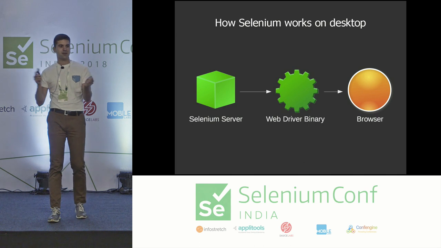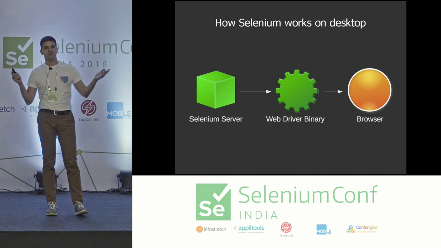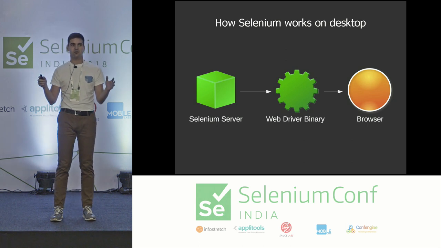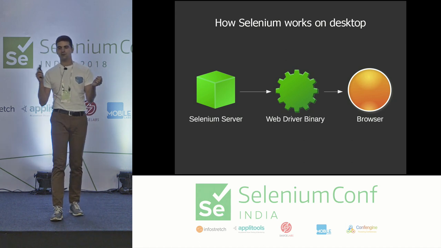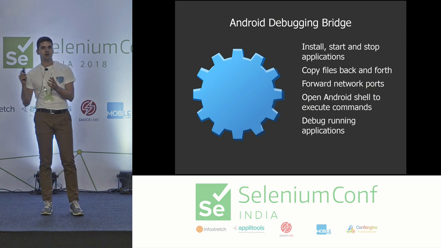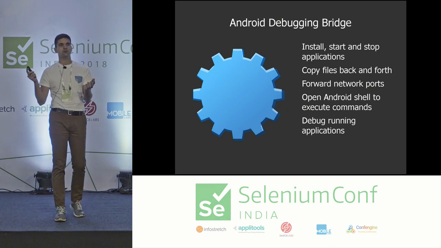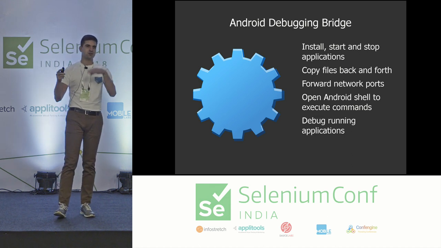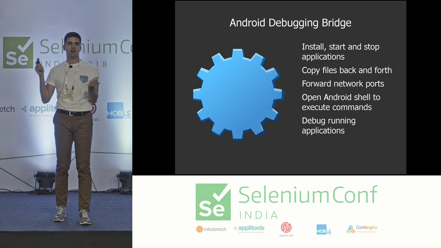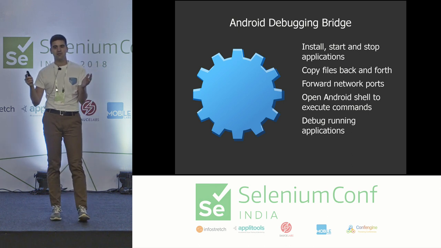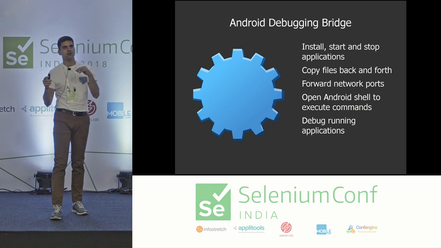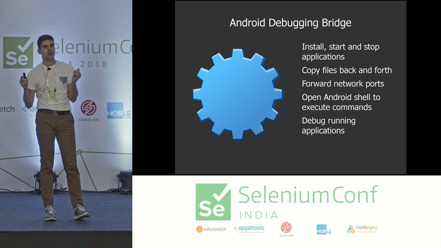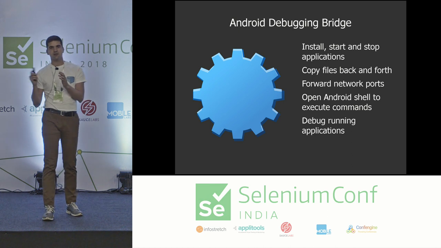Simple, right? Compared to desktop browsers, Android automation is slightly more complicated. You have to deal with a lot of components, including Android Debugging Bridge, or just ADB, which is a command line tool used to do the most common operations with real devices and emulators, like installing, starting, and stopping applications, copying files to the device and from the device, forwarding network ports, executing shell commands, debugging running applications, and many more.